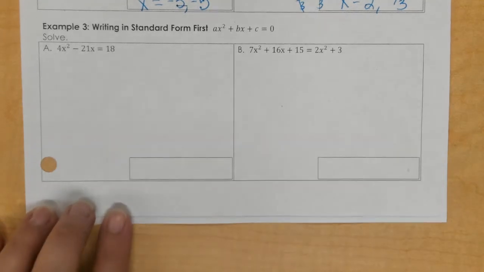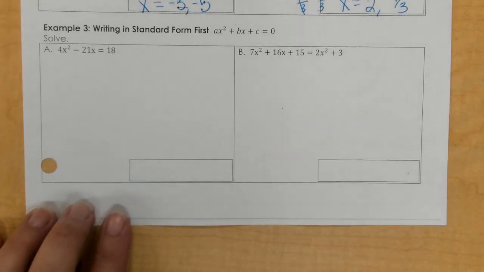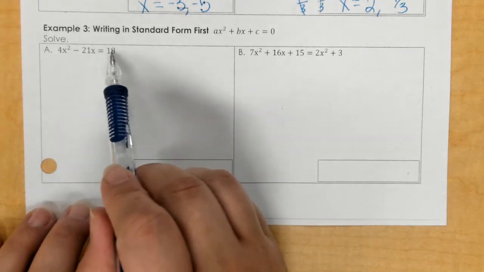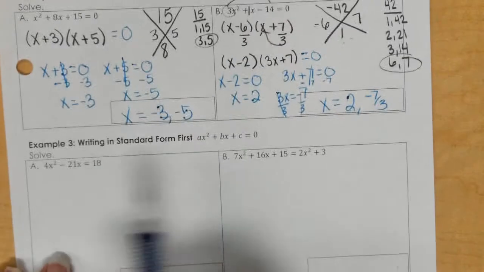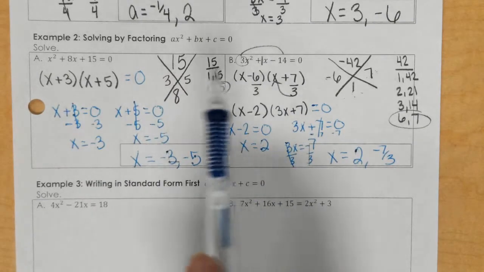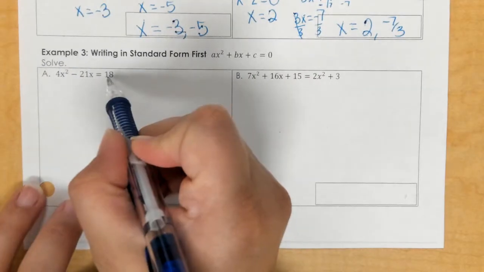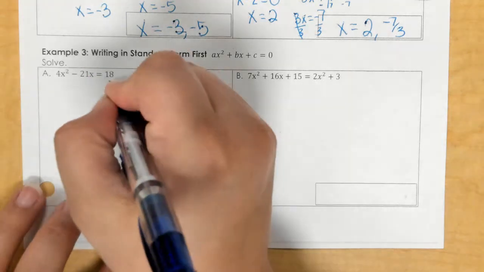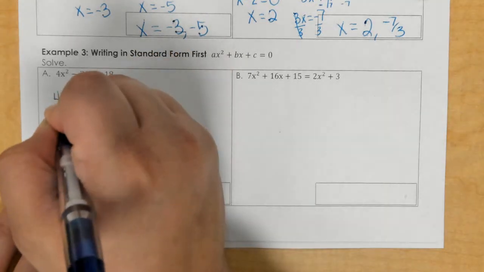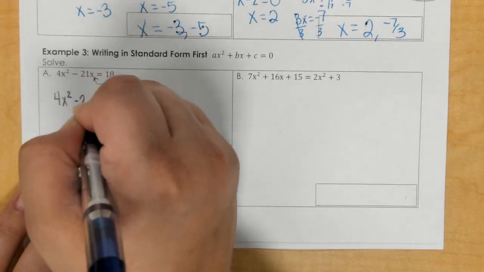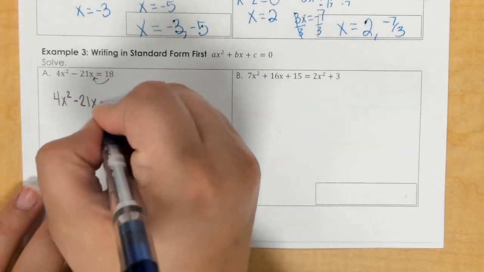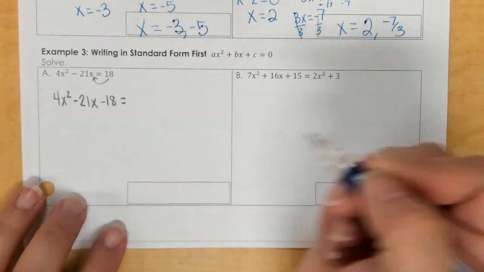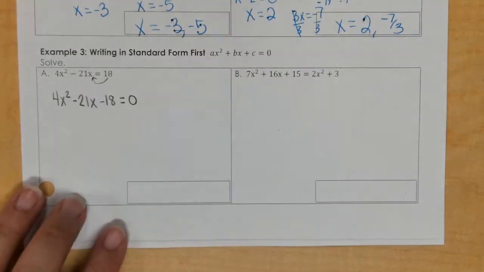For example 3, in day 3, write it in standard form first and then solve. So I want to see a 0 right here. I need to have these problems look like these problems where it equals 0. So my goal is to make 18 move here and put a 0 there. Okay? So I would have 4x squared minus 21x. I move the 18, becoming negative because I crossed the equal sign, and now I have my 0.